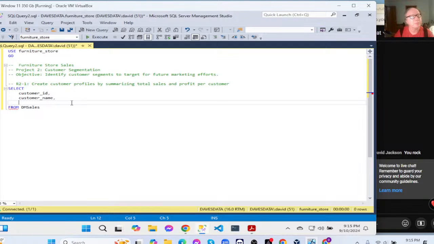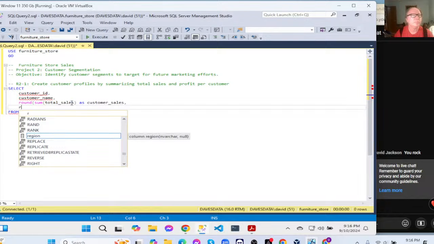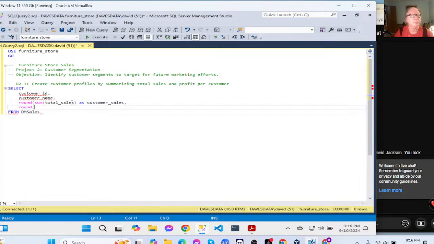I don't know if customer ID. See, so it says total sales, total profit per customer, okay? So they're not looking for any date functions here. So let's always start with round, okay?